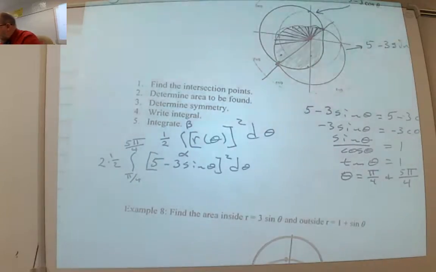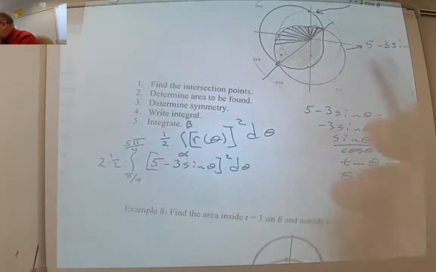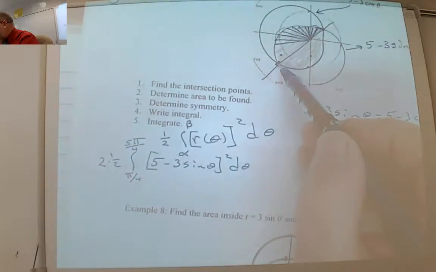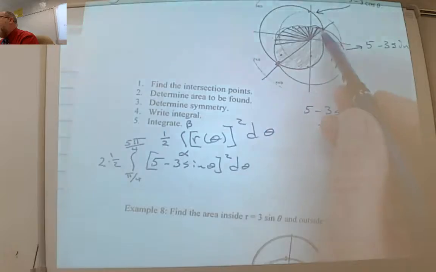All right. Why would you choose to do the 5 minus 3 sine whatever as opposed to the minus cosine? I could use the other one, but then I would have to go from 5 pi over 4 to 7 pi over 4.